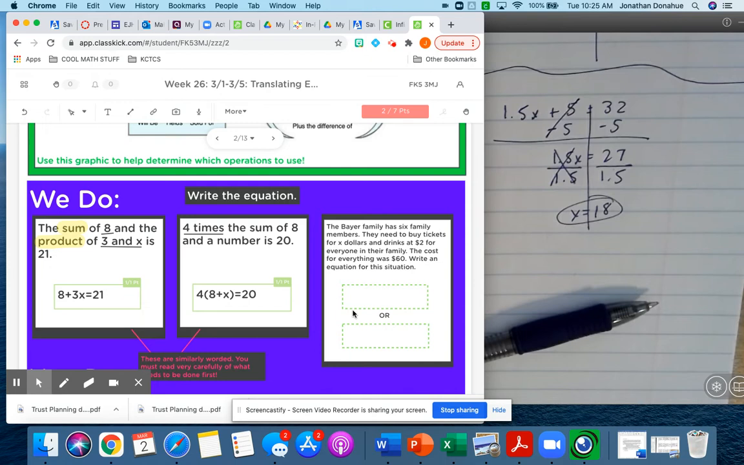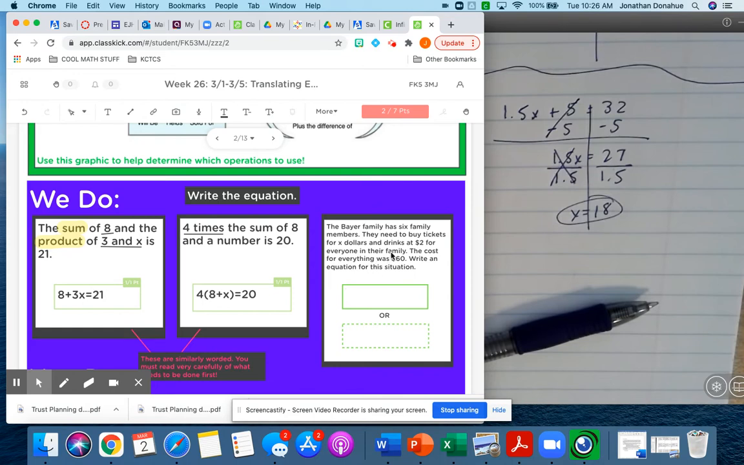So we're buying 6 tickets and 6 drinks. The cost for everything was 60. Write an equation for the situation. All right, so there's a couple ways you can write this. We're going to write this 2 different ways. I like the first way, and I know I have several students who like the second way. It doesn't matter, because at the end of the day, as long as you get an equation down that tells this story, you're going to be fine.